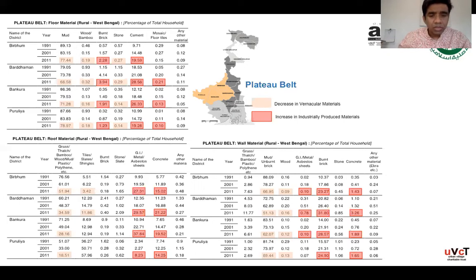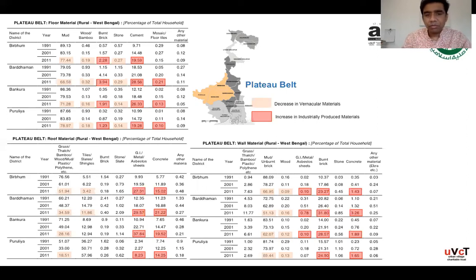And similar to the other two belts, as discussed above, the principal building material used in roof construction is grass, thatch, bamboo, wood, mud, and plastic. Tiles, slates, and shingles are the next predominant roofing material, which has witnessed a gradual increase in its usage, which is good, particularly in Purulia. The use of concrete has also increased 2 to 3 folds in the last 2 decades, which is alarming. The use of GI, metal, and asbestos sheets has increased sharply in Birbhum, Bardhaman, and Bankura in the decade ending 2011.